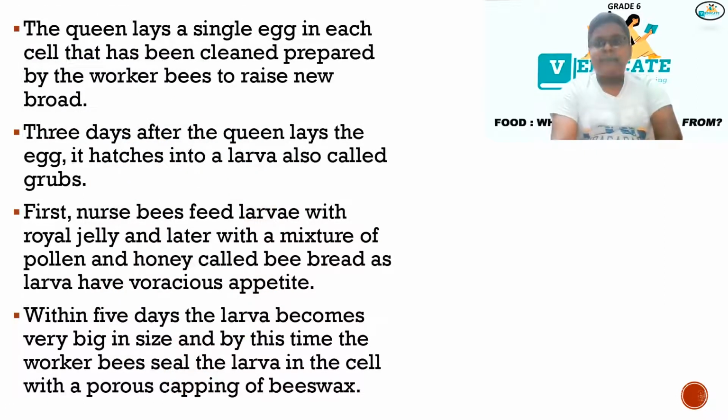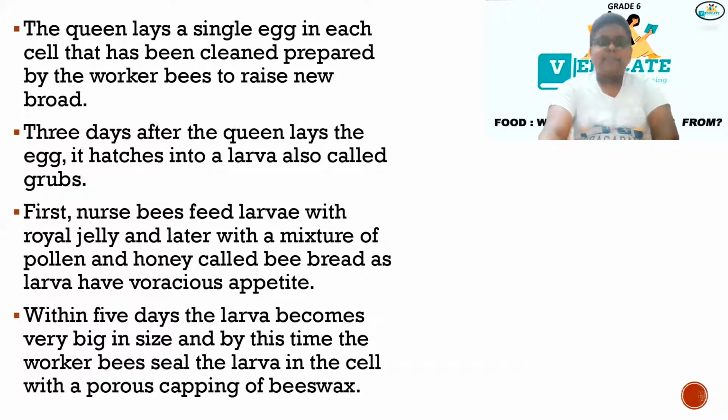The queen, so let's brief it. The queen lays a single egg in each cell that has been cleaned and prepared by worker bees to raise new brood. First the worker bees clean the honeycomb, and in each cell the queen lays only one egg. Three days after the queen lays the egg, it hatches into a larva, also called grubs.